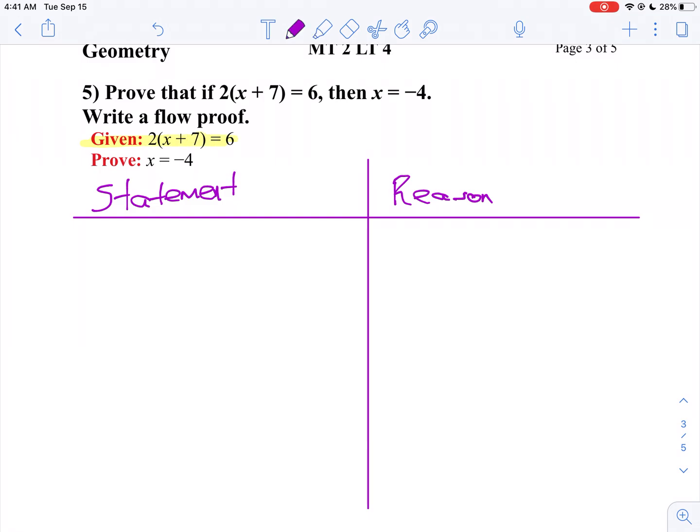So we're going to write down 2 parentheses x plus 7 equals 6. Well, that is given. That's what we write down. Why do we know that? Because we're given it. That was our problem. Now, let's apply the distributive property. I'm going to put that down as my reason. So my distributive property is my reason.